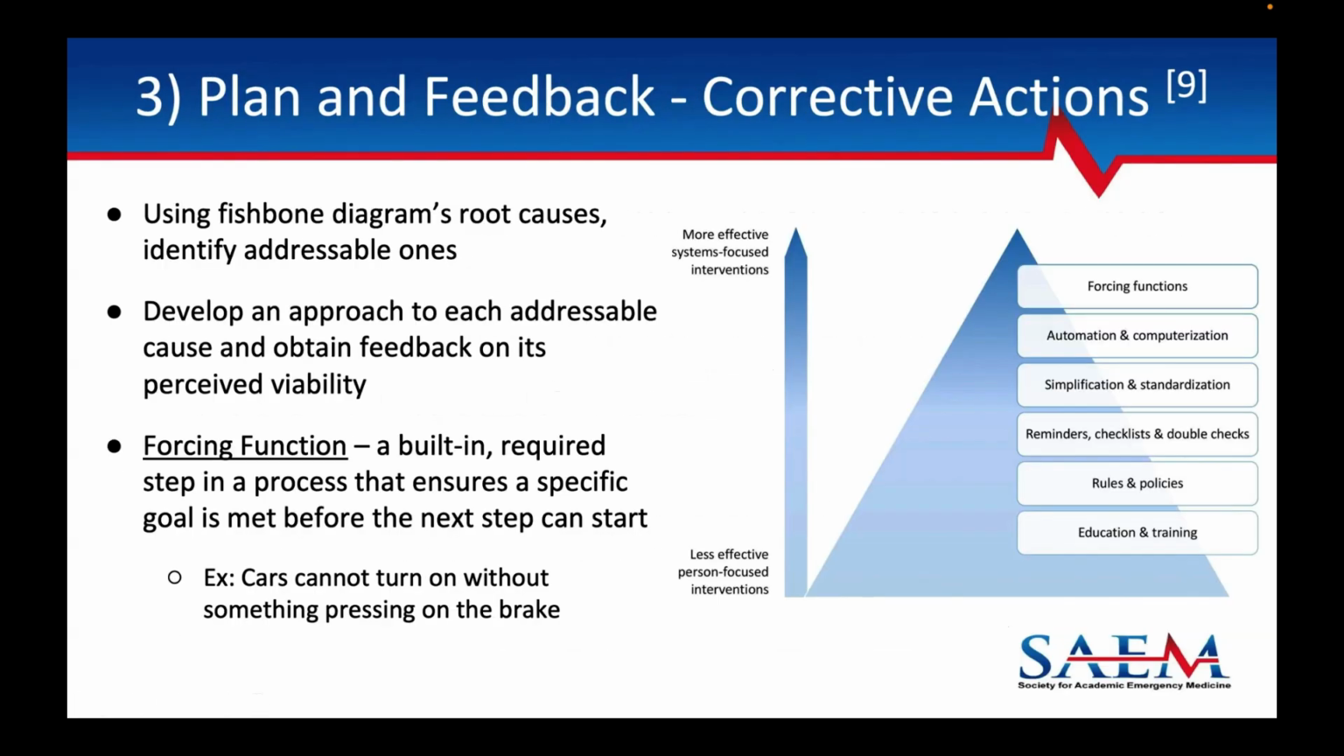So then what will happen is you'll create your plan and you'll have some sort of intervention. There are various forms of corrective actions. And so you'll decide what are your addressable one or multiple causes that you want to address, and you'll develop a plan for each of them. There are different forms of interventions, and not all of them have the same impact in terms of quality improvement. The most effective system-focused one is what's called a forcing function. The definition of a forcing function here is a built-in required step in a process that ensures a specific goal is met before the next step can start.